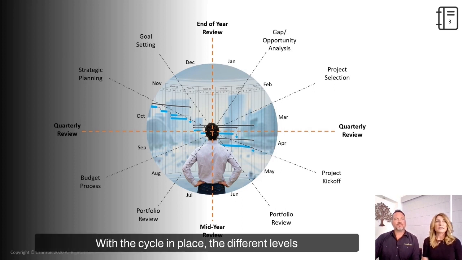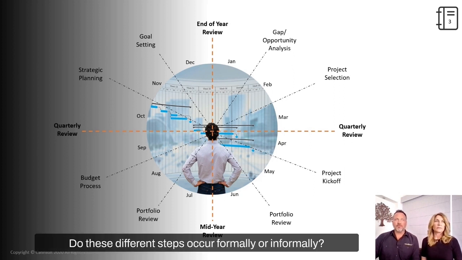With the cycle in place, the different levels of the organization, for example, corporate level, regional, site, department, will have a clear plan for when these major decisions must be made. And with that solid foundation, each level of the organization can participate as needed. In your workbook, you will see a diagram of the leadership cycle. Think about your own scenario. Do these different steps occur, formally or informally? When do they occur? And use the circles to indicate where the steps should fit into the cycle.